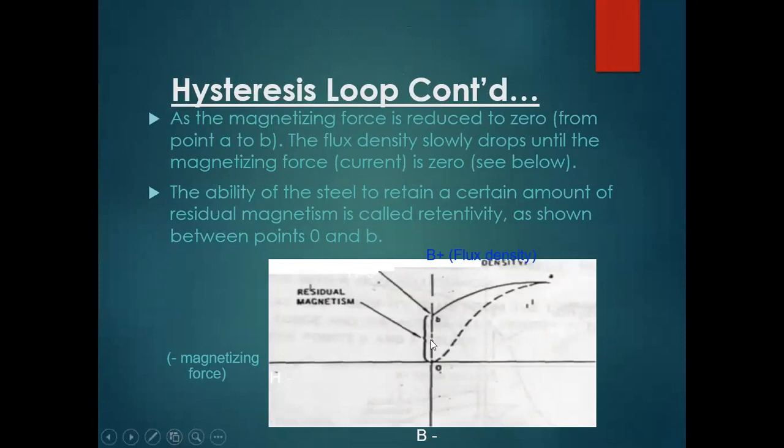Now see, this is the point. This is the residual magnetism, and as the magnetizing force is reduced to zero, the flux density slowly drops until the magnetizing force is zero. The ability of steel to retain a certain amount of residual magnetism is called retentivity, as shown at point 0B. This is the retentivity. This is actually the residual magnetic field, which exists because of the retentivity property of the material.